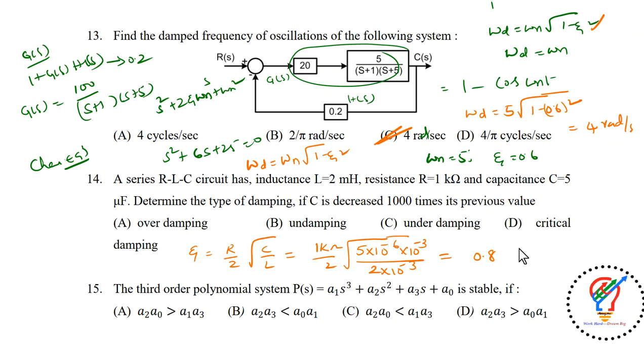0.8 means zeta value is less than 1, so it is an underdamped condition. If zeta value is 0, then undamped condition. Zeta greater than 1, overdamped condition. Zeta equal to 1 means it is critically damped condition.